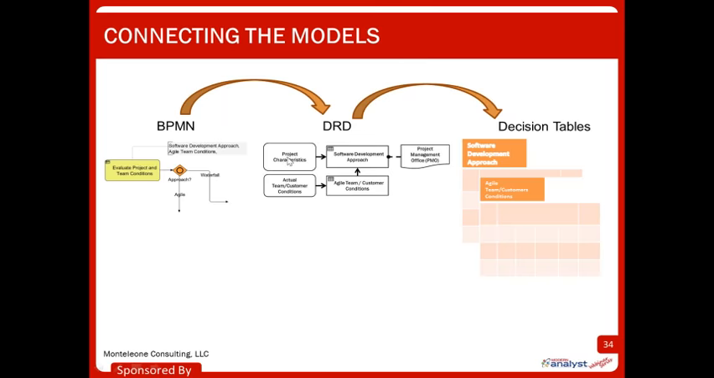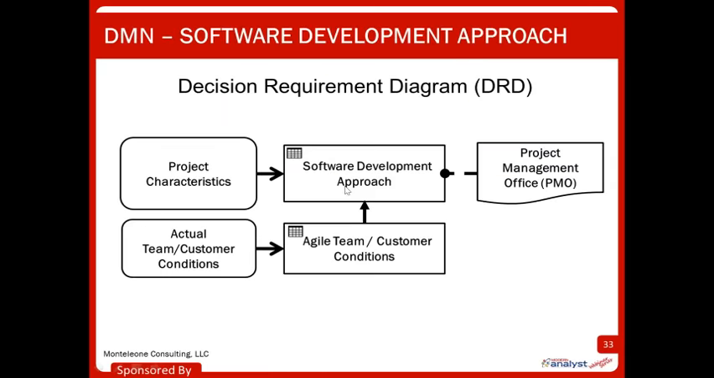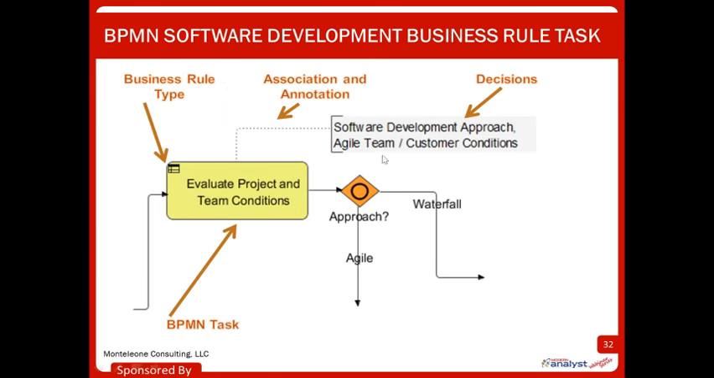Okay, remember that we had the project characteristics lead into the tables, and also here the actual team and customer conditions that lead into this table. All right, so that's how that works. Remember what we said before. Before we didn't have this, right? We didn't have these annotations. All I know is that this was the process. This now gives me a lot more insight as to how decisions are made.